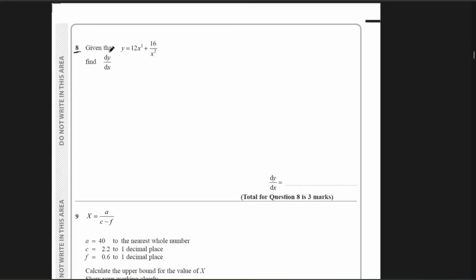Okay, question number 8. Given that y is equal to 12x cubed plus 16 over x squared, find dy by dx. So we need to differentiate this function.